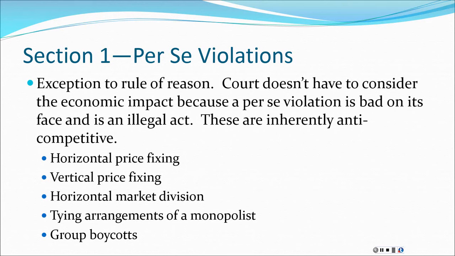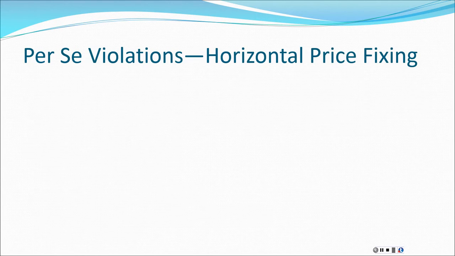They're inherently anti-competitive. And the typical types that fall under per se violation, to which this rule of reason does not apply, are horizontal price fixing, vertical price fixing, horizontal market division, tying arrangements of a monopolist, and group boycotts, also called group refusal to deal. We'll talk about each one of those separately.